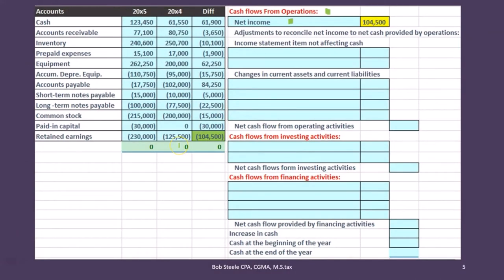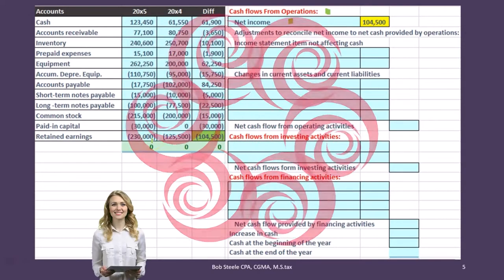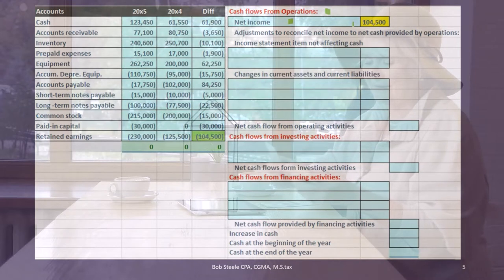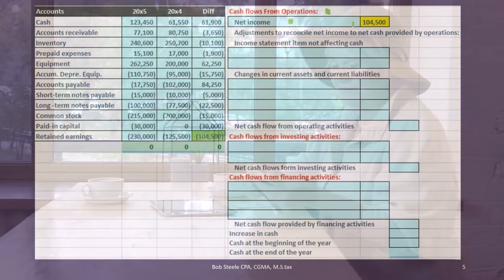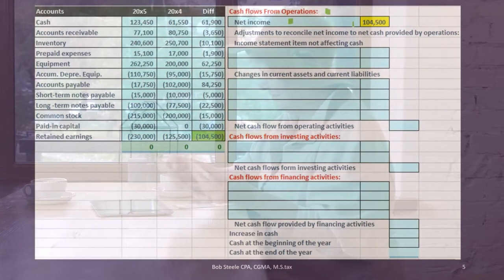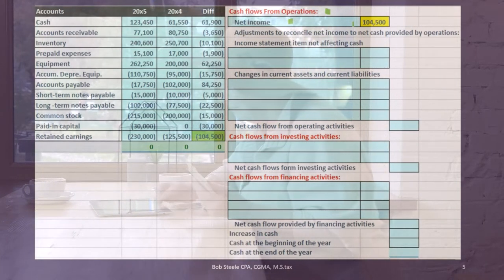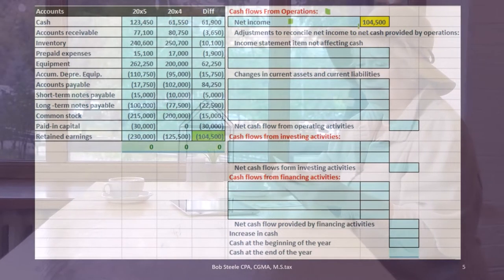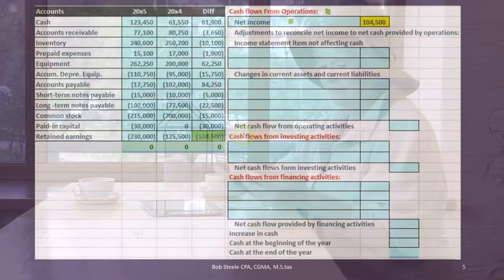So what happened here is that retained earnings went from 125.5 in a credit up to 230 credit. So we have this 104.5 change, and we're going to assume that that is net income. Now, if I go to the income statement, which I'm not going to do now, I may have a number that's different than the 104.5. It might be a different number. So I'm going to recognize that and highlight that and say, I'm going to look at the income statement later and there might be something else in retained earnings.